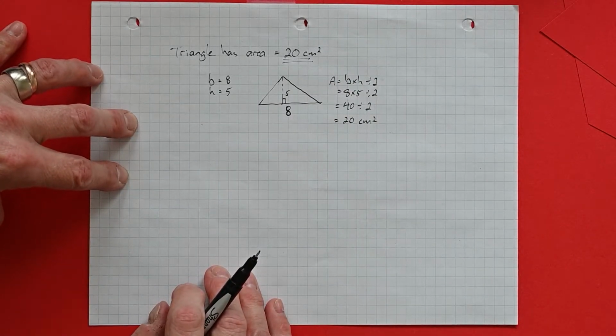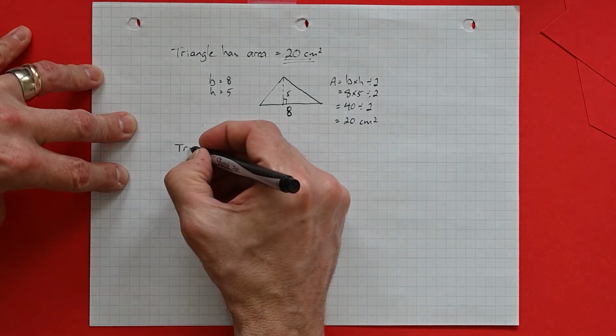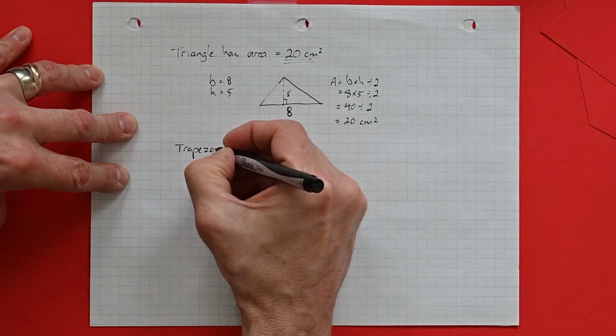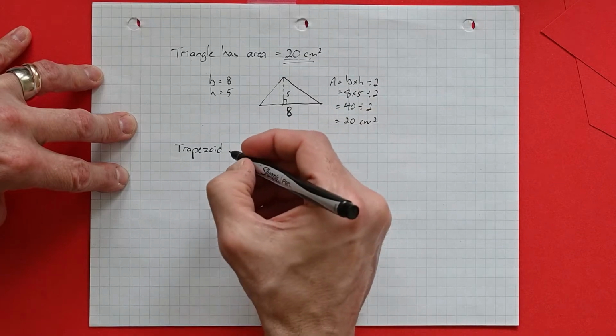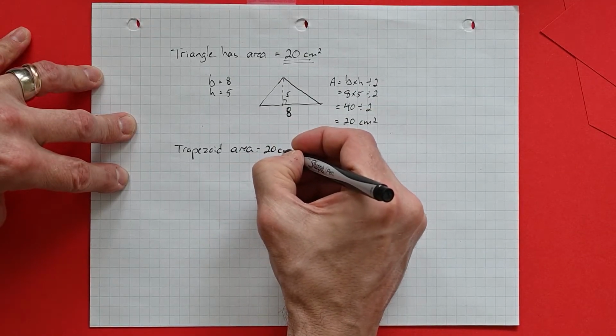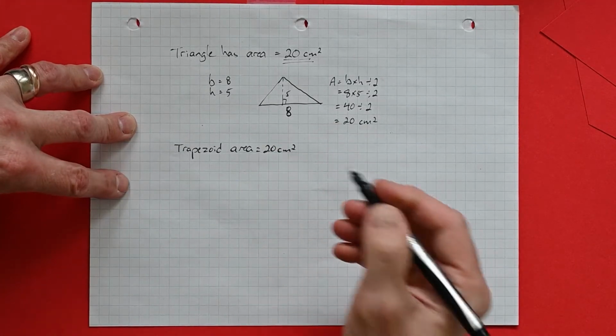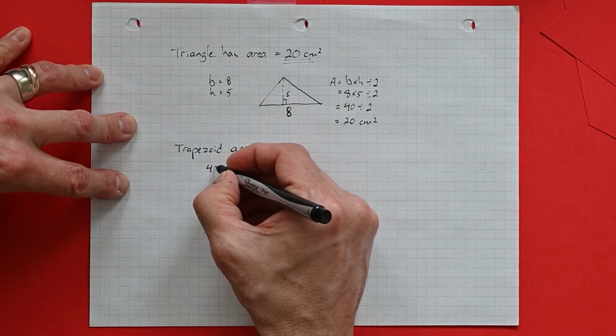It's very similar with a trapezoid. Let's say that you had a trapezoid whose area needed to come out to the same thing. Let's say the trapezoid area is 20 centimeters squared. Well, first thing we're going to do is double this. So we're looking for a target of 40.